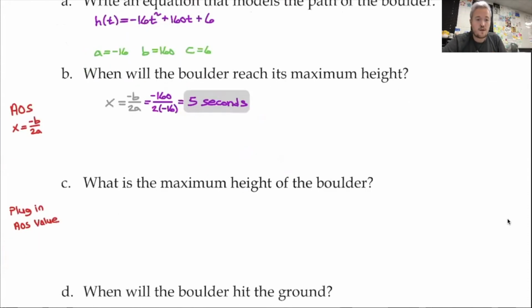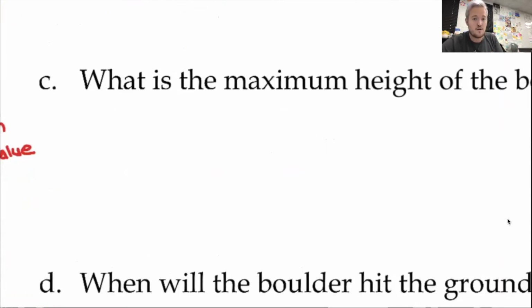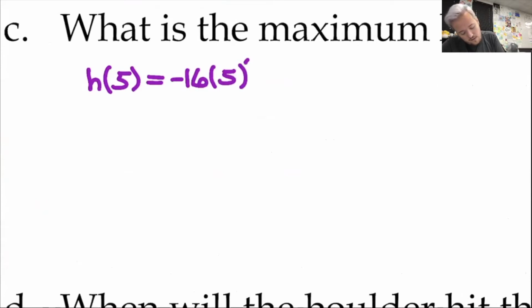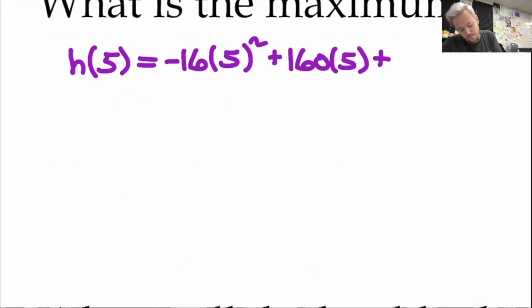All right. And now for part C, we want to find what's the maximum height. So that's going to be plugging in the AOS value that we just found. So I want to find h of 5. So negative 16, parentheses, 5 squared, plus 160 times 5, plus, was it 6? Yep.